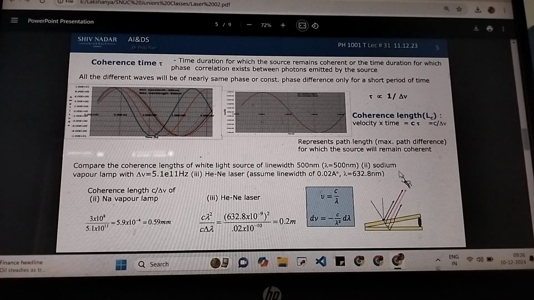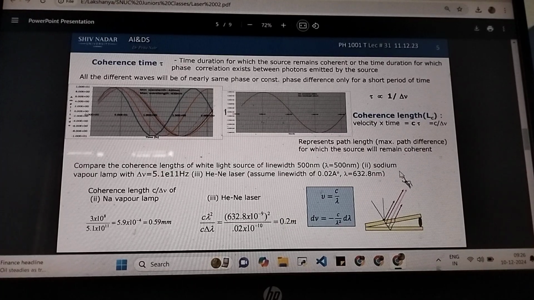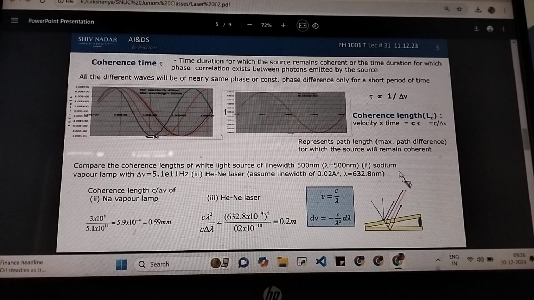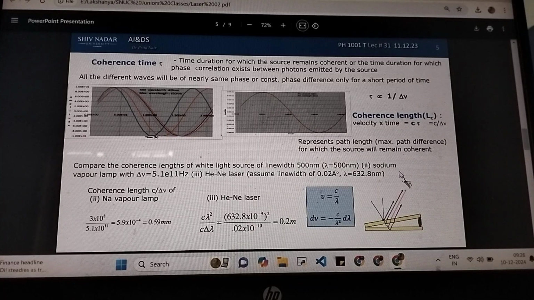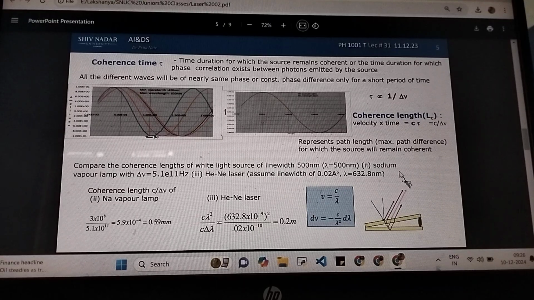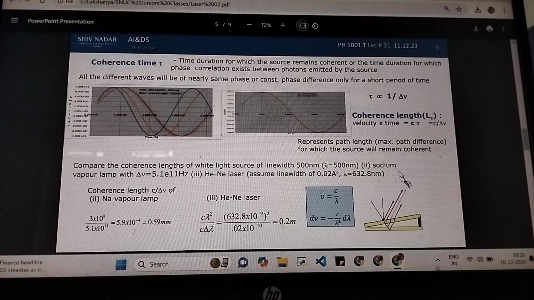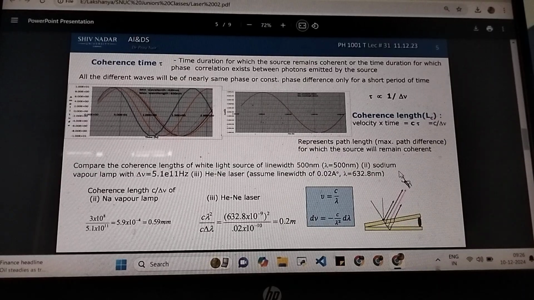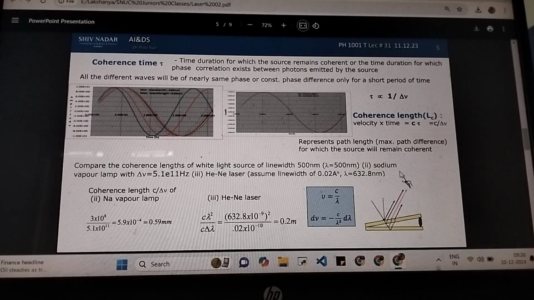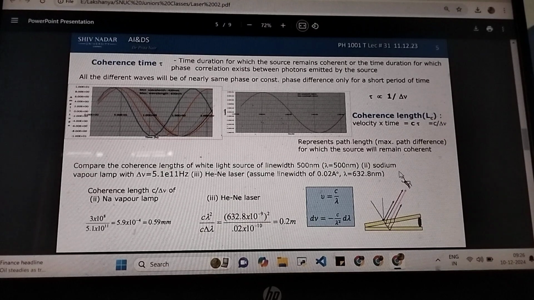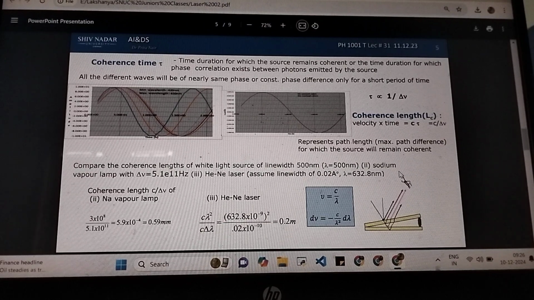Now, basically my light source is made up of a bunch of waves. So when I switch on the source, they are all going to start, let us assume, with the same frequency, same phase, meaning they are coherent. But they will not remain coherent throughout the time period for which the wave travels. Only for a short period of time will they remain coherent, as in the frequency will remain the same. So if I say the frequency is so many hertz, it is going to remain as many hertz throughout.